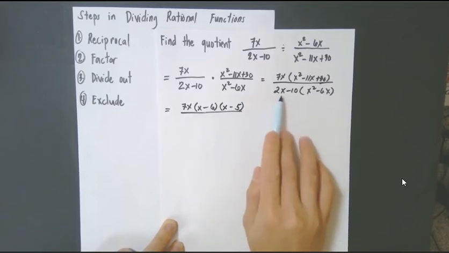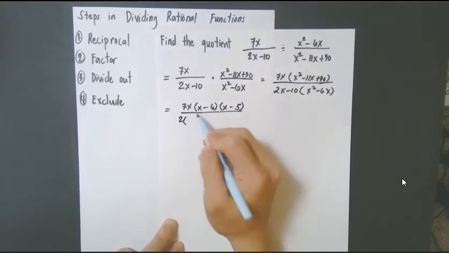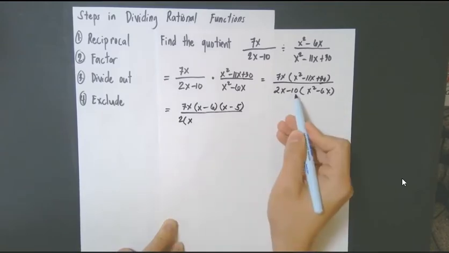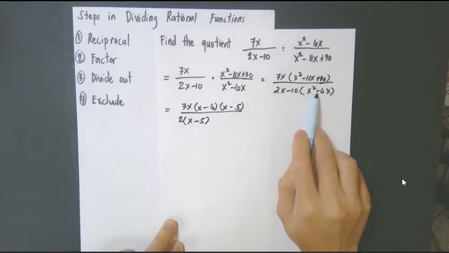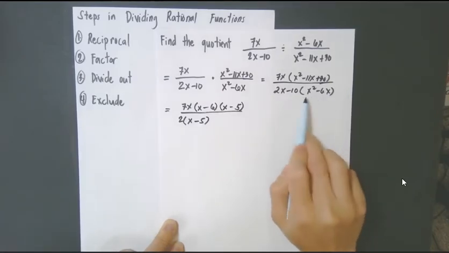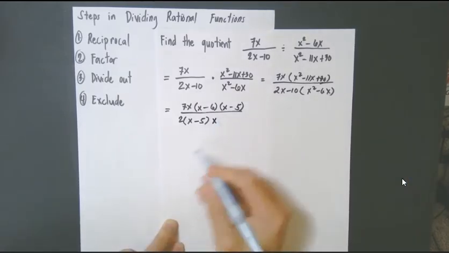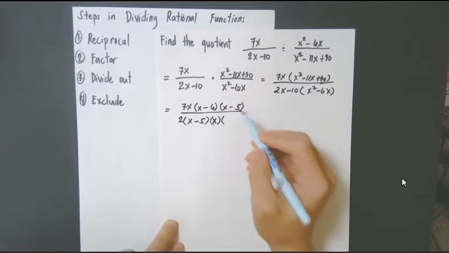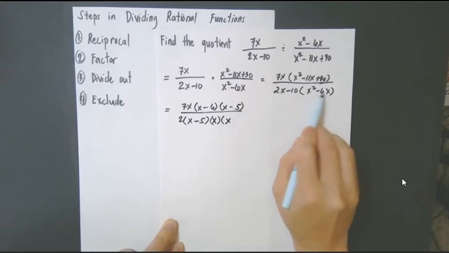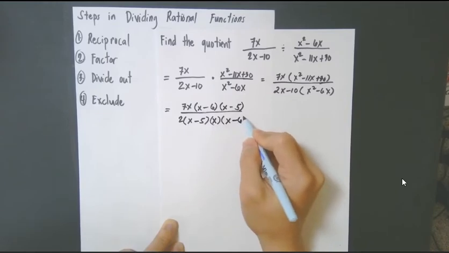Now we go to the denominator. We factor out your 2x minus 10. So we only have a common factor of 2. So we bring that out. That will be x. Negative 10 divided by 2, that will be negative 5. Now you factor out x squared minus 6x. They only have a common factor of x, so we pull that out. So that's x times x squared divided by x, so that's x. Negative 6x divided by x, the common factor, which will give us negative 6.